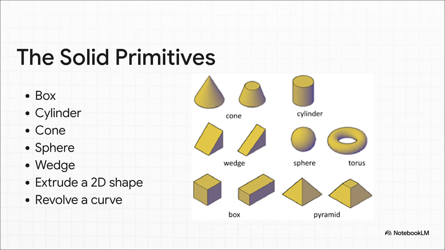You've got the box, the cylinder, the cone, the sphere, and the wedge. With just these basic forms, plus the ability to, say, extrude a flat shape into 3D or revolve a curve around an axis, you basically have the complete Lego set for building almost anything you can possibly imagine.